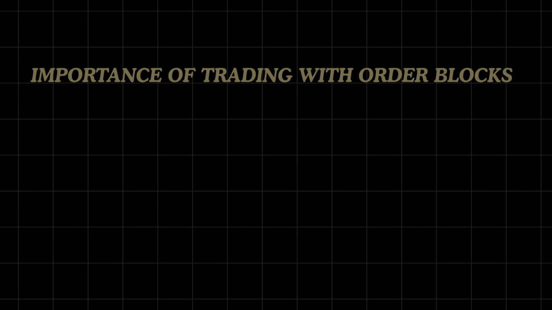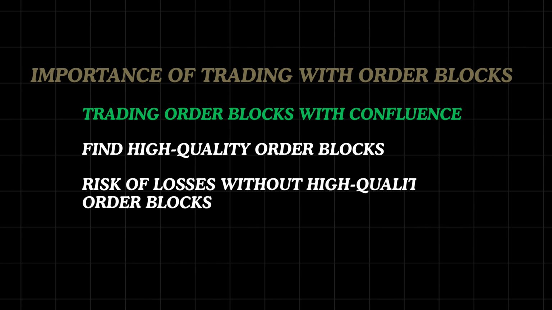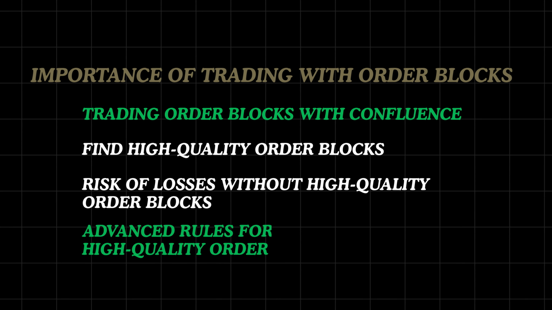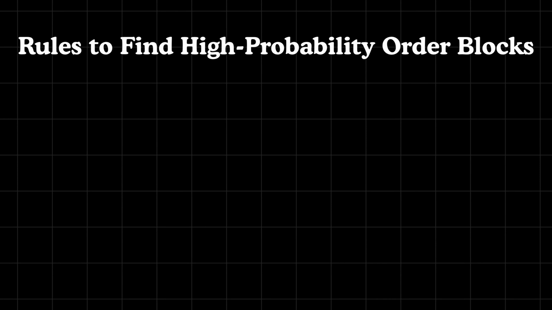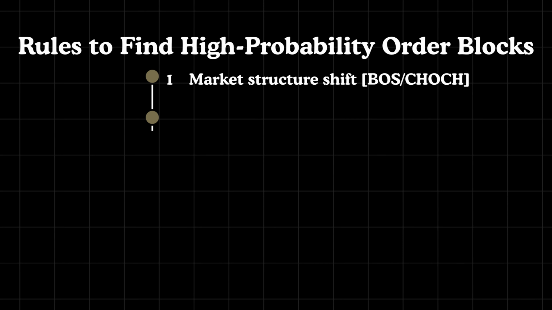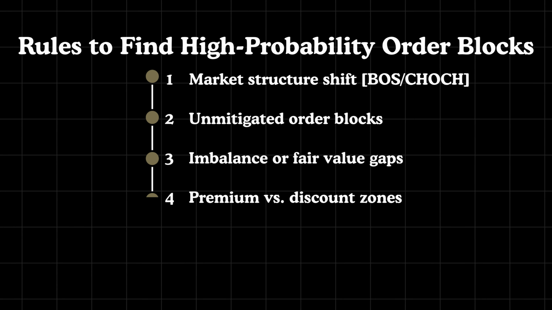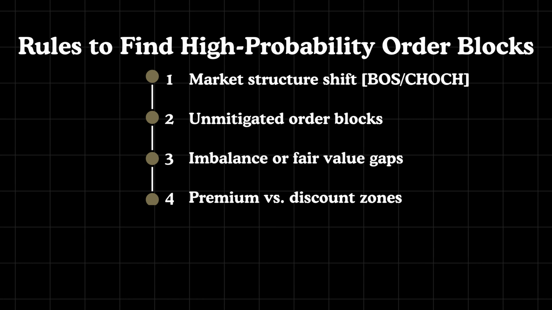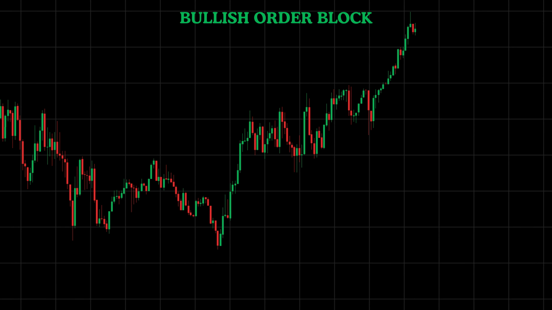Before diving into live trades using order blocks, we must apply confluence and focus on identifying high-quality setups, or else losses are likely. In this video, I'll share several advanced guidelines for spotting high-quality order blocks. I rely on these rules to pick high-probability order blocks to trade. The rules involve market structure shifts, fresh unmitigated blocks, imbalance or fair value gaps, and premium or discount zones. These criteria filter high-quality order blocks for trading. Let's break down each rule step by step.